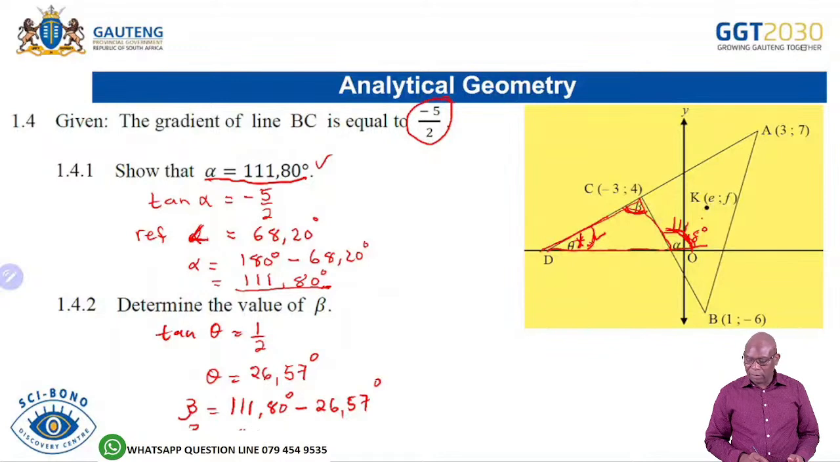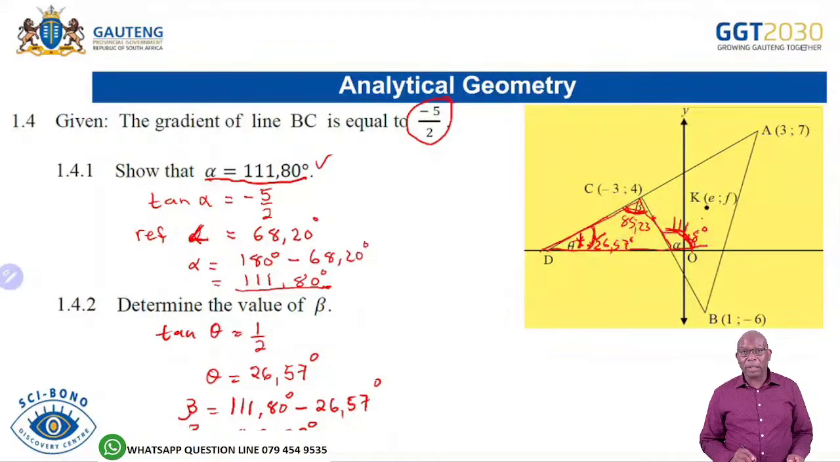It will be 85.23 degrees. Right. So I know that if this one is 85.23, that one is 26.57. If I add these two angles and add that one, the value of that angle will be 180 degrees. So those two angles here will give you 111.80 degrees. Okay. Right.